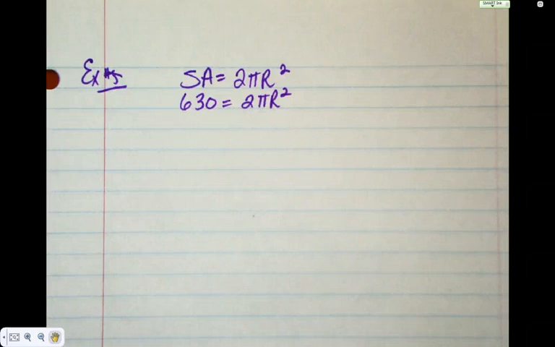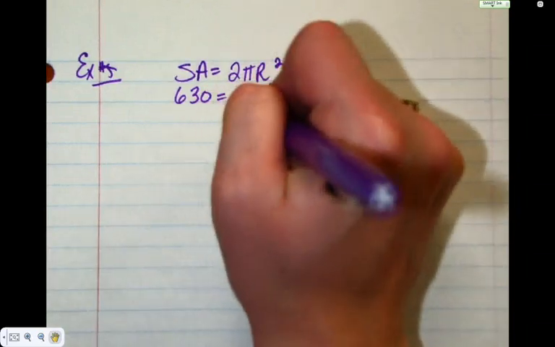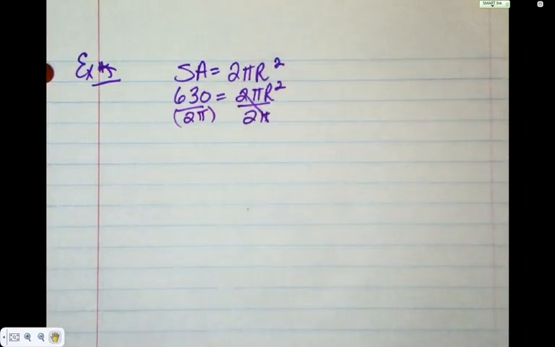This is really similar to example number 2, so you might just want to glance up and see what we did for example 2. It's almost the same. So how do I get rid of a 2 and a pi when I'm multiplying it on the right? Divide. Remember, you might need to put those brackets on your calculator.